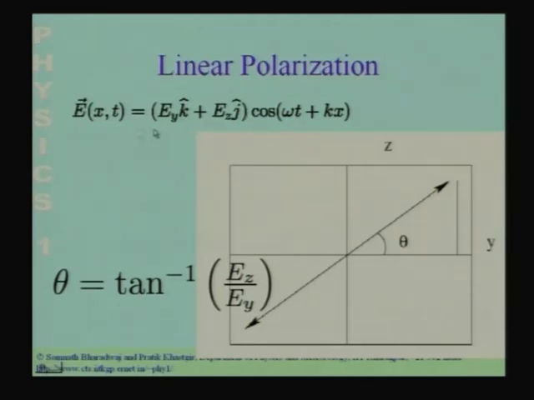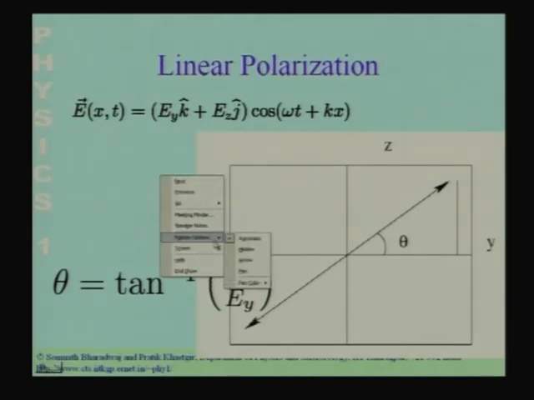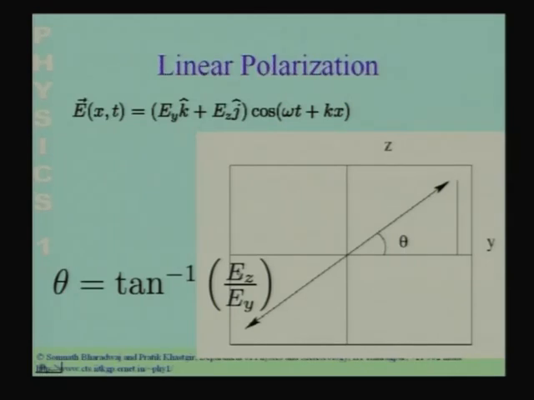So, in this case, the electric field at the fixed point x is Ez into k plus Ey into j. Let me just write it correctly over here. This should be Ez into k and Ey into j. There was a small mistake over there.